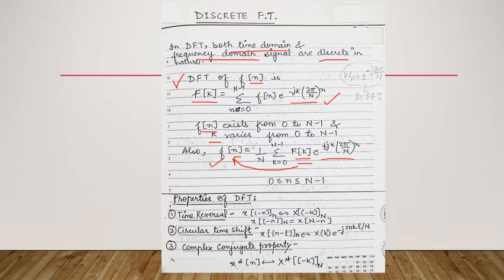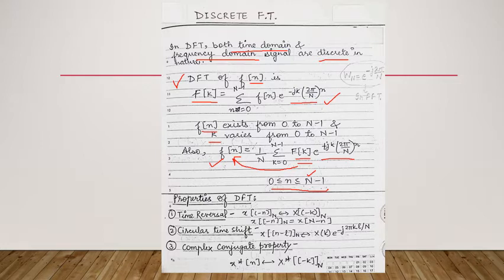And the value of small n always varies from 0 to capital N minus 1. Suppose the value of capital N is 16, let's say. So it will be 16 minus 1, 15. So small n will vary from 0 to 15, something like that. So you have to keep in mind both these formulas.